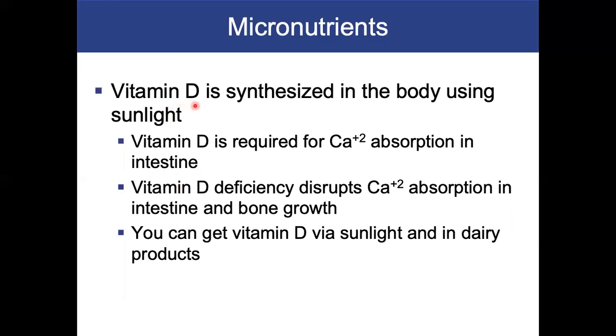It's synthesized by sunlight. What do we use vitamin D for? It pulls calcium in from the small intestine into the bloodstream. So we need vitamin D for calcium absorption. You can get it via sunlight. You can get it, it's usually supplemented. It's put in dairy products.